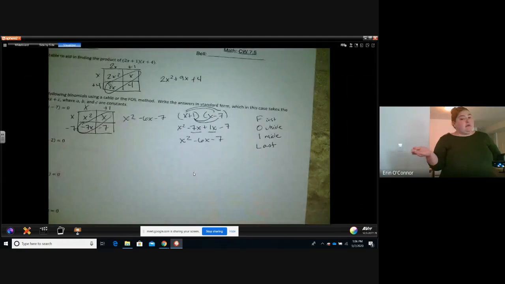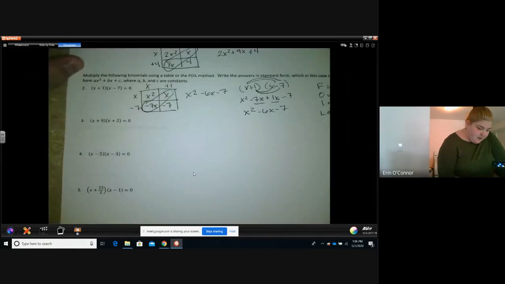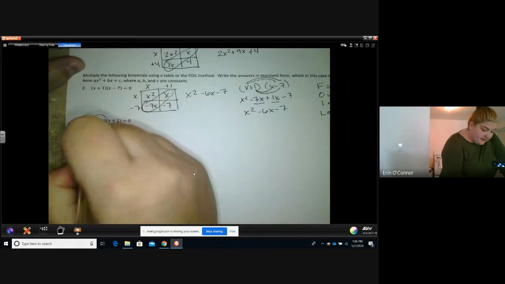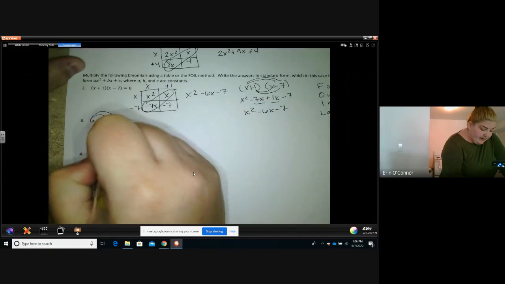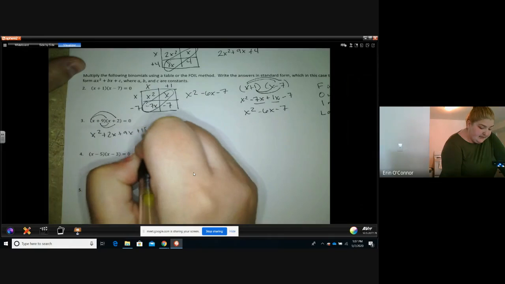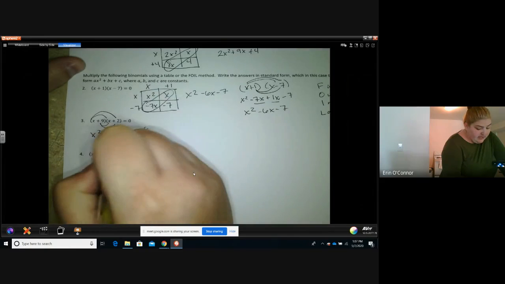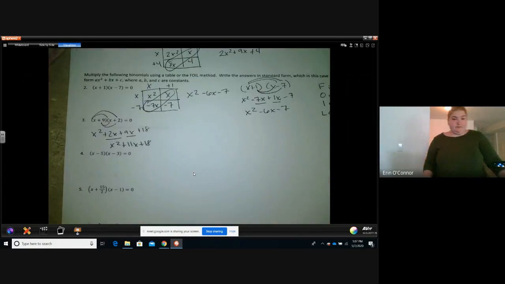So we get the same thing no matter which way you do it. Now I know we're pretty well versed with the table method, so I'm going to have us work on FOILing real quick. So first, x squared. Outside, x times 2 is 2x. Inside, 9 times x is 9x. Last, 9 times 2 is 18. We combine like terms, and we get x squared plus 11x plus 18.